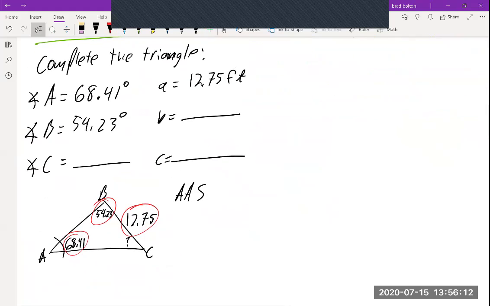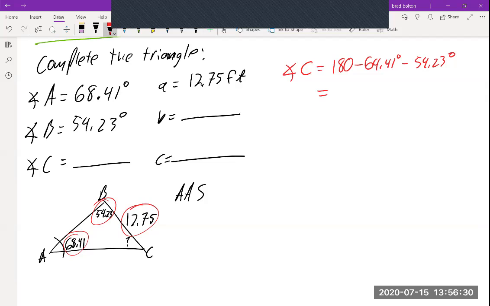So what I'm gonna do is come over here and I'm gonna be solving, well, technically I can find angle C right now. So angle C is equal to 180 minus 68.41 degrees minus 54.23 degrees. So angle C equals 180 minus 64.41 minus 54.23. And I get 61.36.